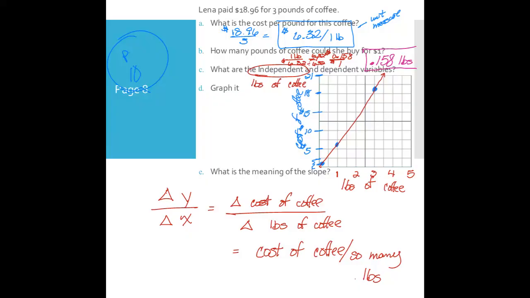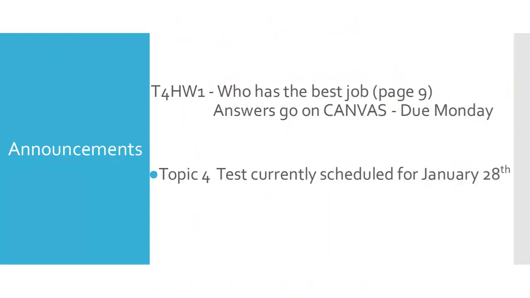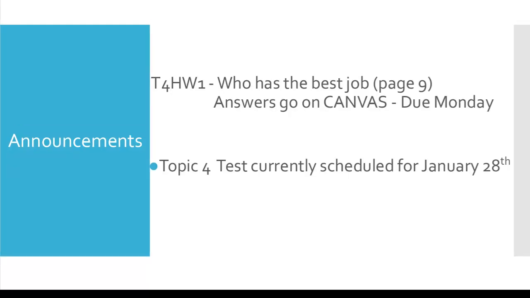All right. And since it is Friday, we usually do not do as much on Friday. So she was asking about the first homework, and the first homework assignment now is here. This is topic 4, homework number 1. It's called Who Has the Best Job? If you look at page 11, you can write down your answers there and transfer them to Canvas.